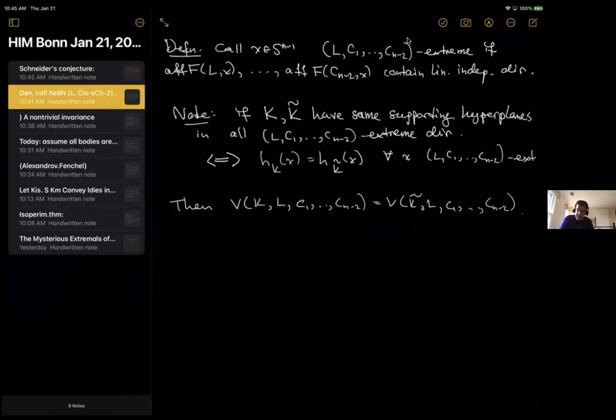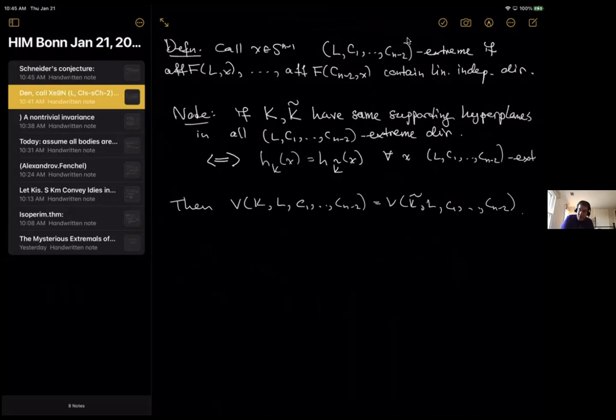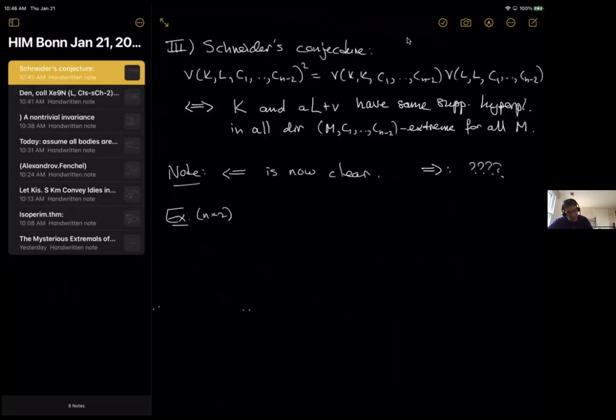And so the definition says that if all of the bodies are the same, then a direction is extreme if and only if X is the normal of a face of dimension n minus 1. Because it means then I have n minus 1 affine subspaces, but they're all the same subspace, and they must contain n minus 1 linearly independent directions. So if all of the bodies are the same, then X is a direction of a facet, of an n minus 1 dimensional face of the body.